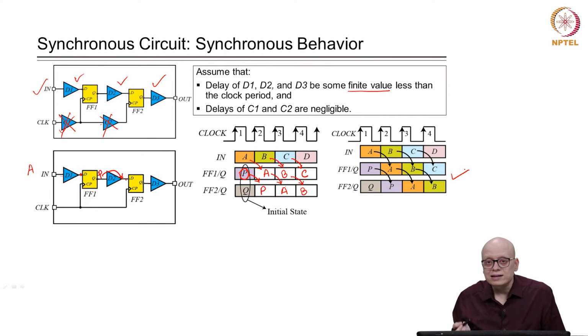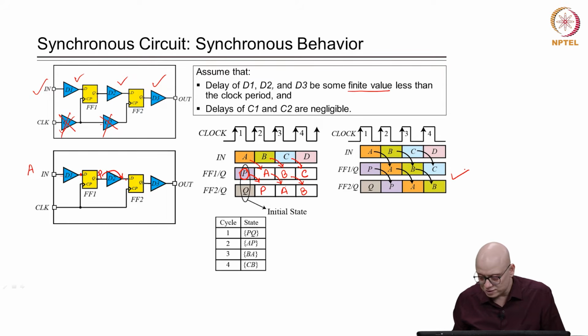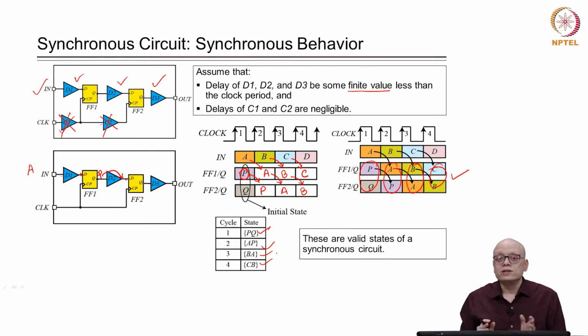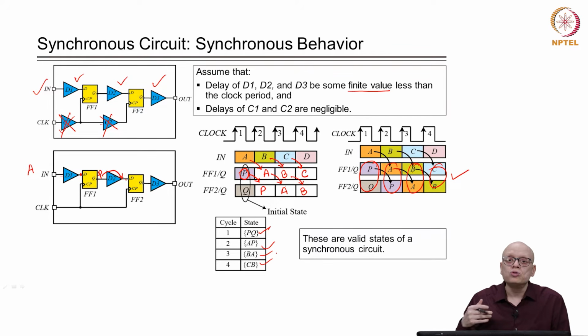Then what are the valid states for this circuit? The valid states will be PQ, the initial state, then AP, then BA, then CB. These are the valid states of a synchronous circuit. This is how a synchronous circuit behaves. Now, what can go wrong in a synchronous circuit? Let us look into that.